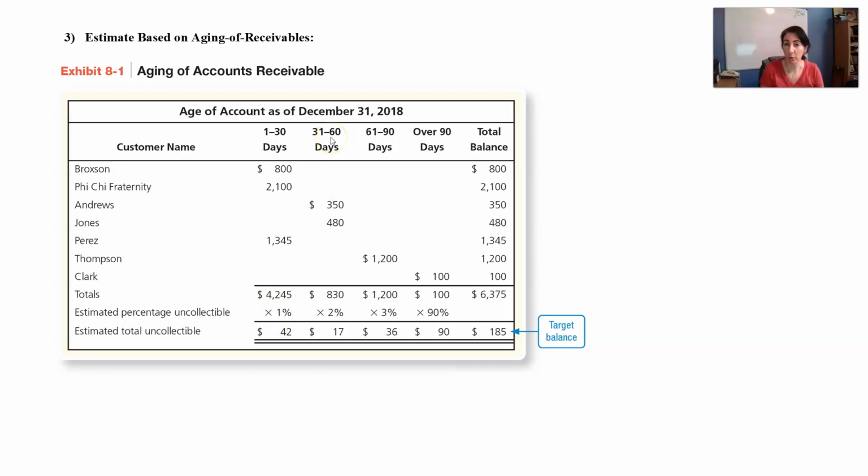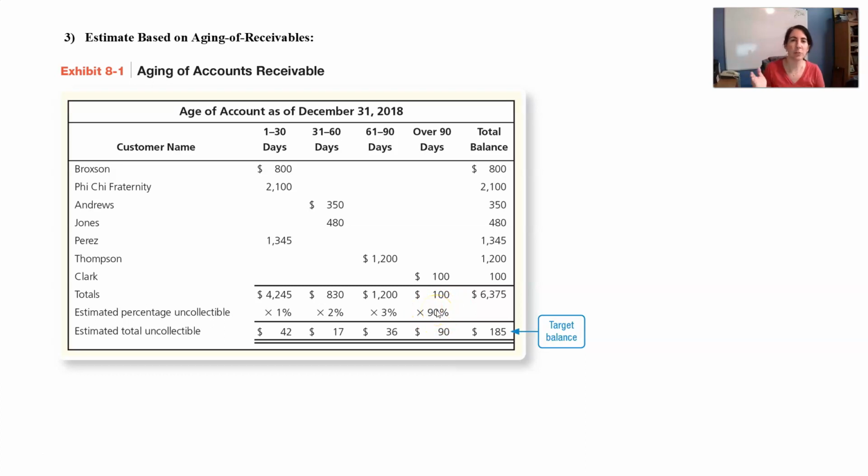Ones that are more than a month old but less than 2, you're assuming 2% of those people aren't going to pay you, because you're starting to wonder why they haven't paid yet. It's been almost 2 months now, so the likelihood of not getting paid is going up. Then these people haven't paid for more than 2 months, less than 3, so it's old. Now we're looking at 3%. And anybody who hasn't paid us in over 90 days, over 3 months, there's a problem. We're probably not going to get paid. There's a 90% chance I'm not getting paid by these people.